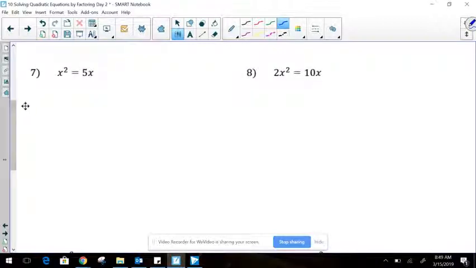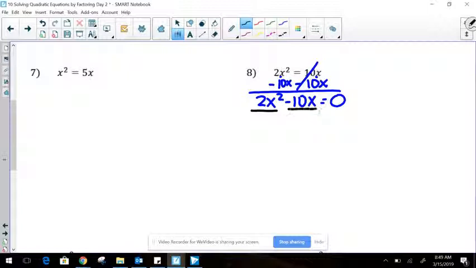Let's go to number 8. I have 2x squared is equal to 10x. You're probably thinking, what do I do? When you have an x squared and an x term, you are still factoring. I'm still going to set this equal to 0. So I have 2x squared and then minus 10x. These cancel, so it's equal to 0. Now, when I factor this, there are only 2 terms, but both of them have an x. So I'm doing my GCF method. I want to see what I can take out of both terms.